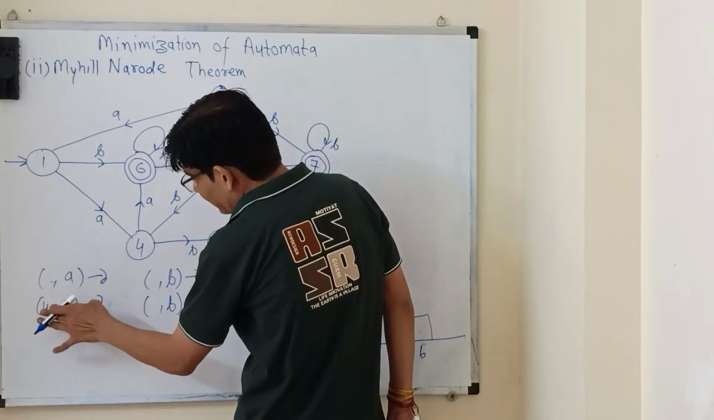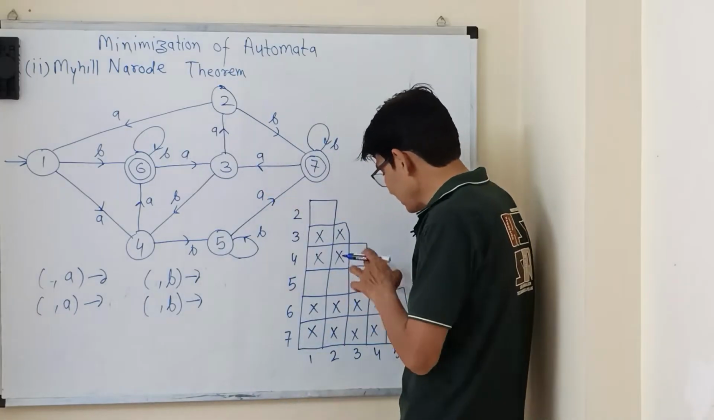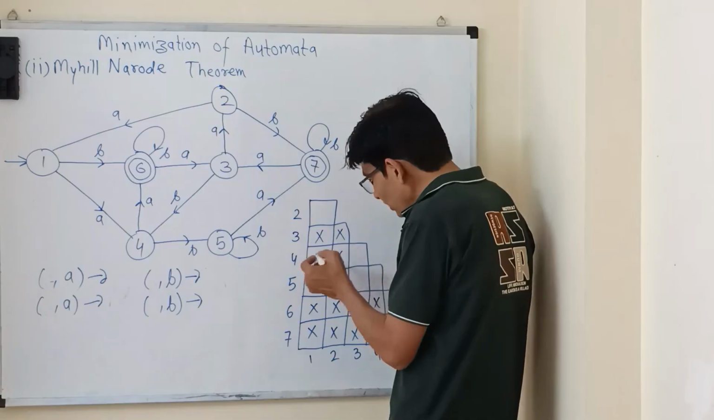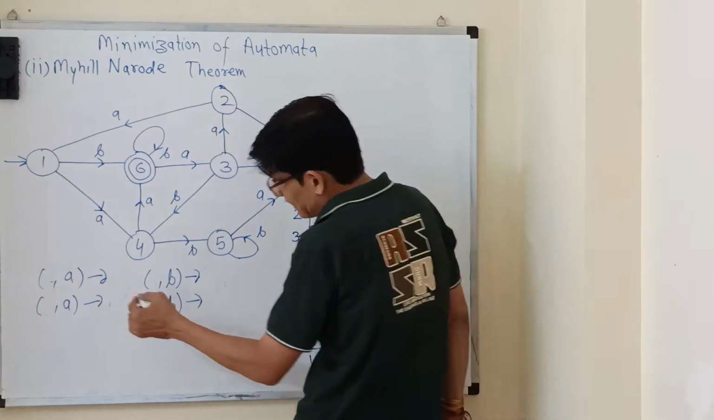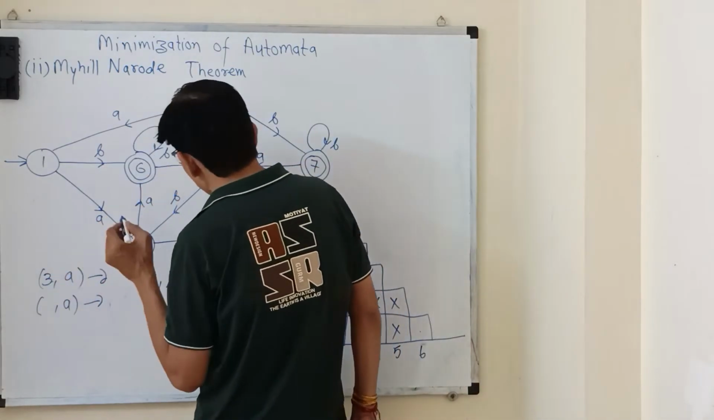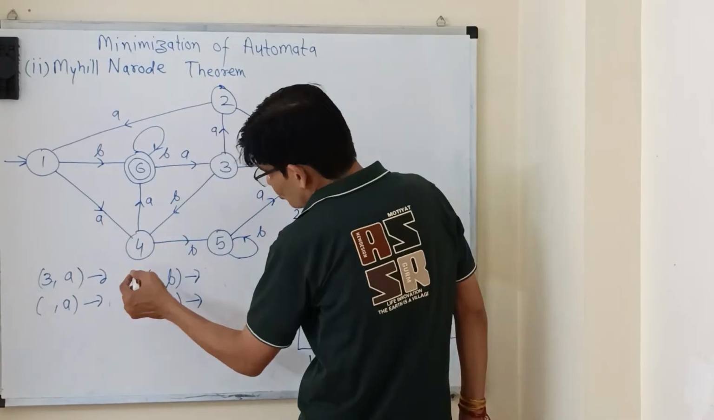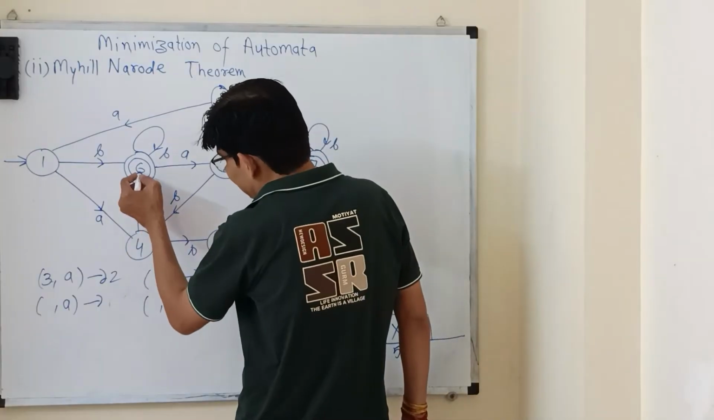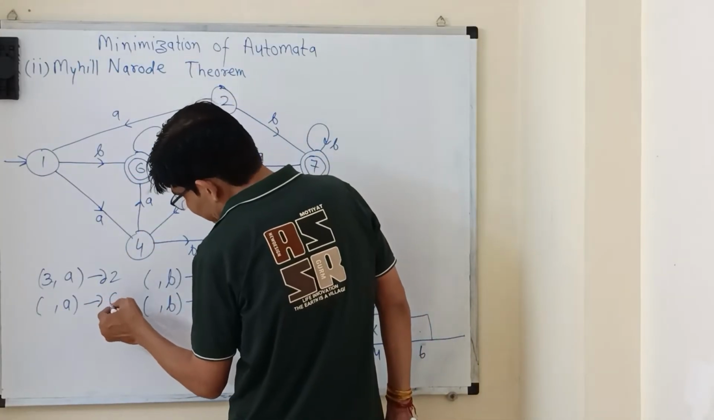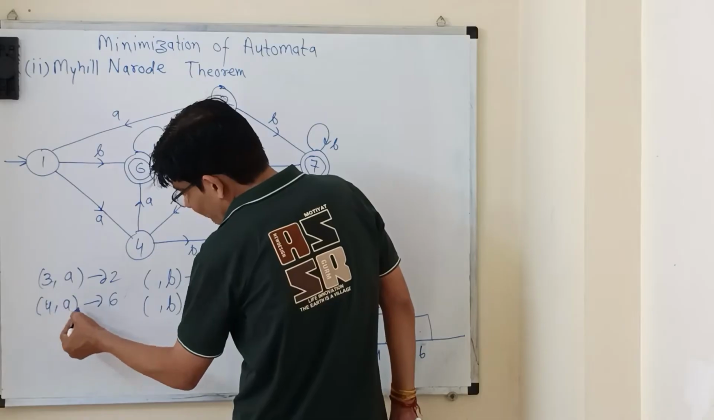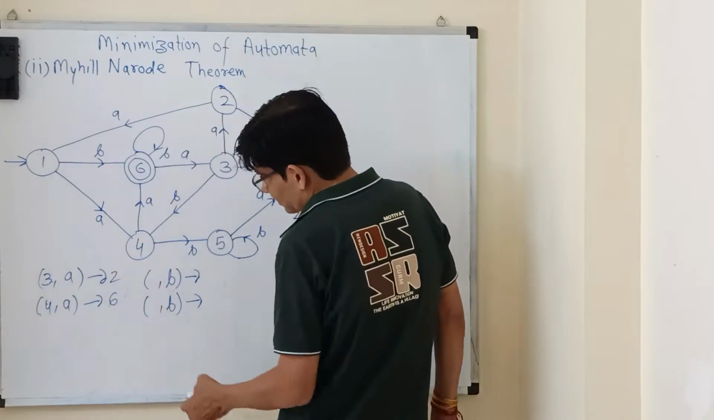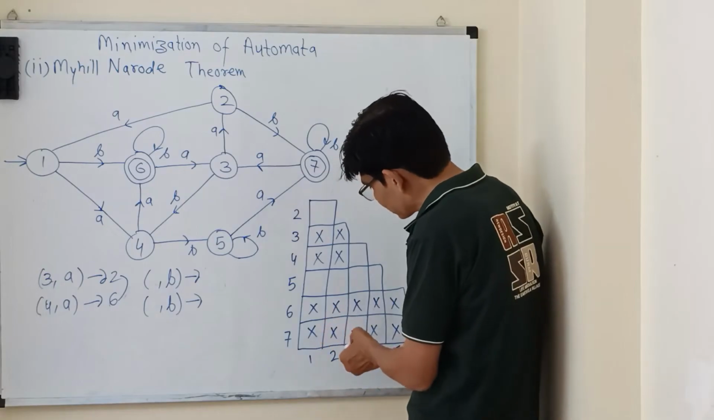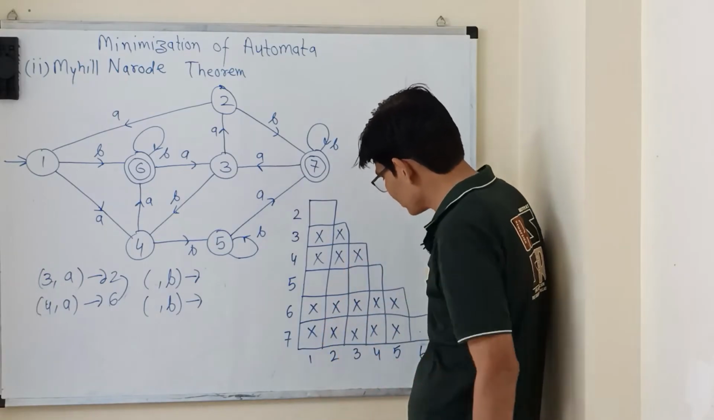Now we can try this one, 4 and 3. So now on 3, if we are applying A, we are moving to 2. And on 4, if we are applying A, we are moving to 6. So between 2 and 6, we have already put a cross. So we can cross this also.